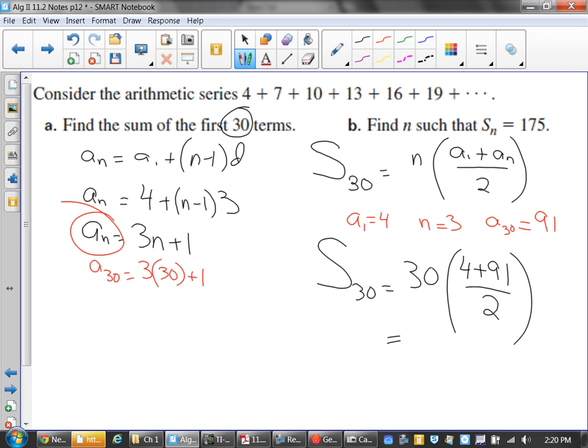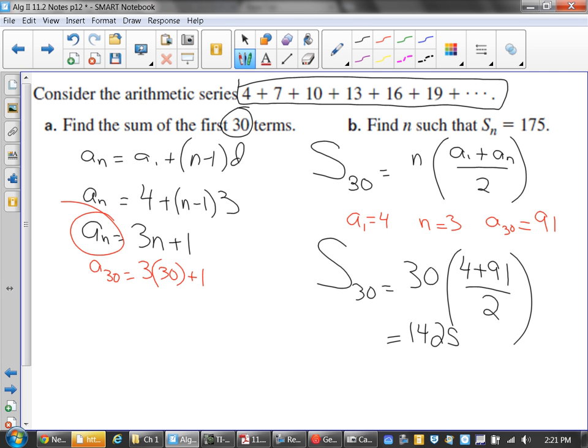So if I took 30 numbers in this sequence, 4 plus 7 plus 10 plus 13 plus 16 plus 19 plus 22, 25, so on and so forth, for 30 of them, and added them all together, I get 1425. That's what that means. Okay? It's nothing more than direct substitution using two different formulas.